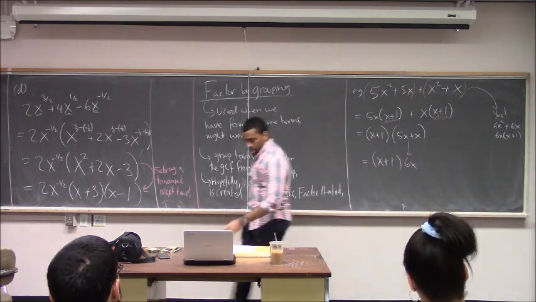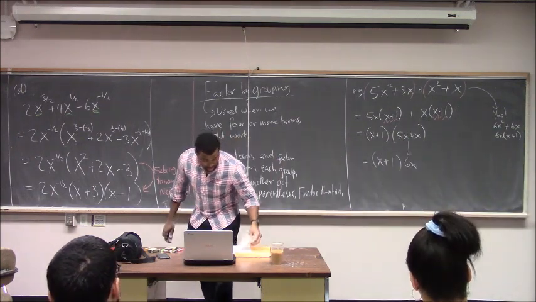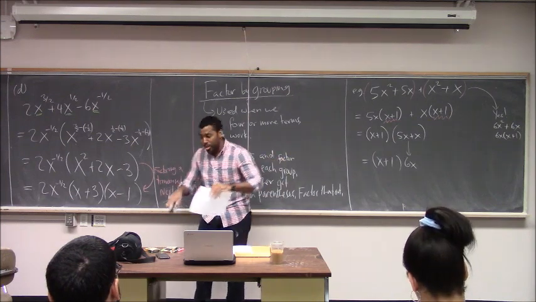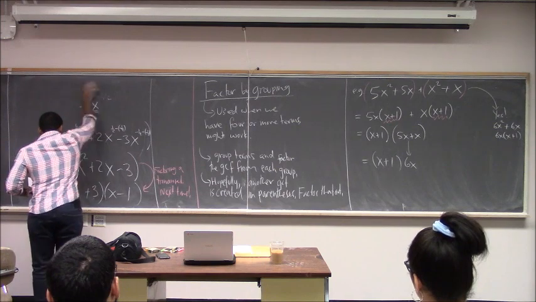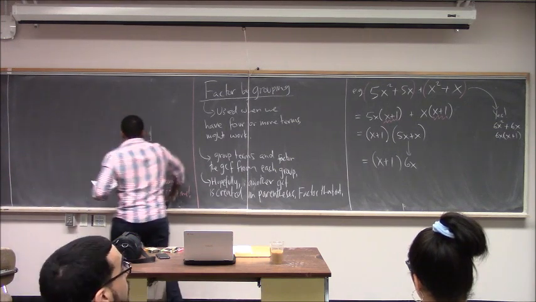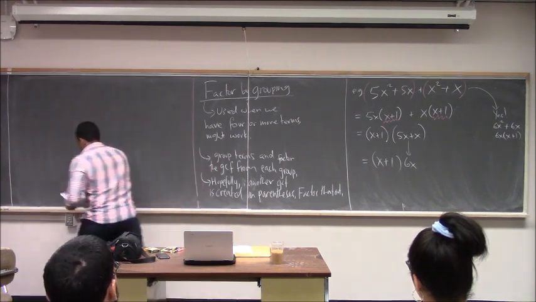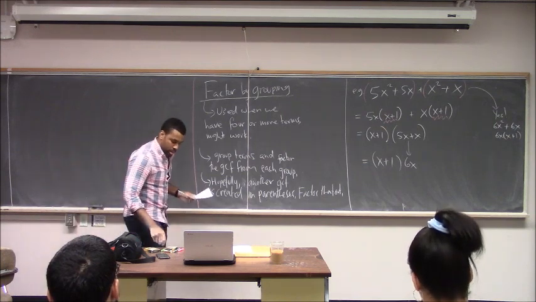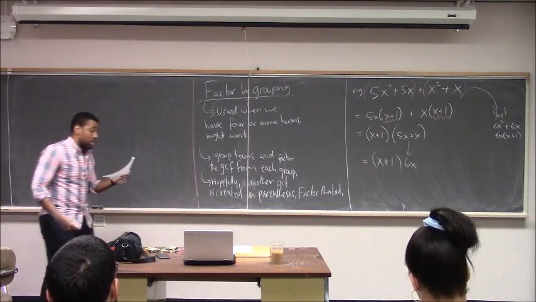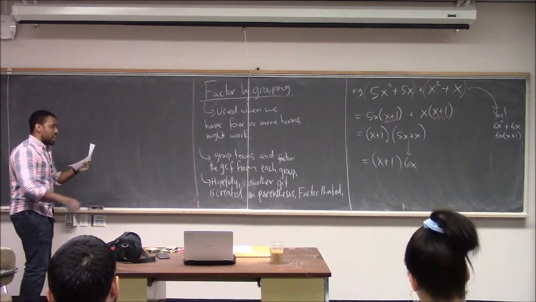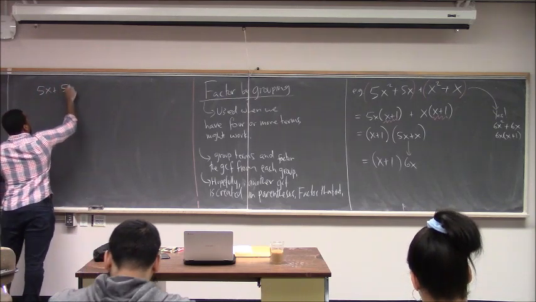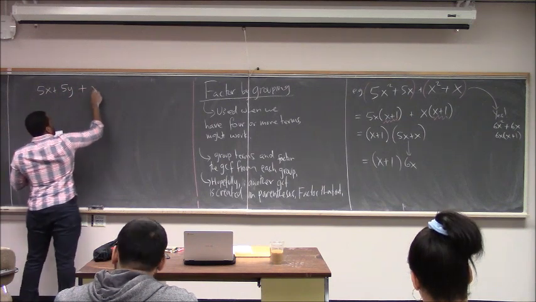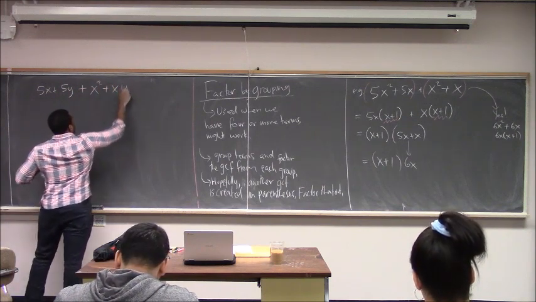We can make this a slightly more challenging problem, and we'll do problems where we have to factor by grouping within doing another problem. But just understanding this idea of factoring by grouping is important enough. Group terms, factor out the common factor, and hopefully you have a common factor left over that you can factor out afterwards. So here you have 5x plus 5y plus x squared plus xy.